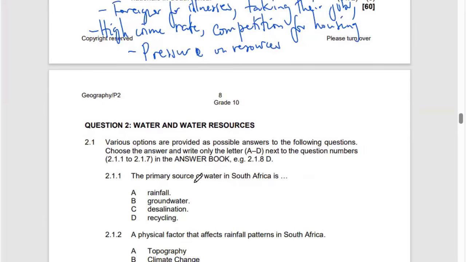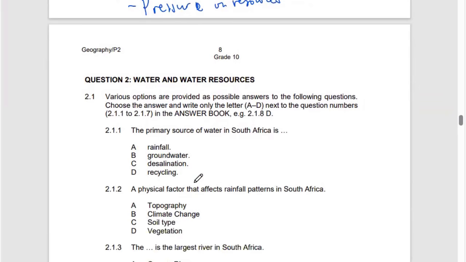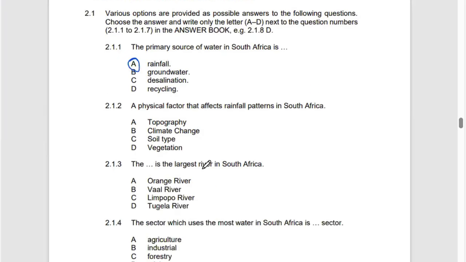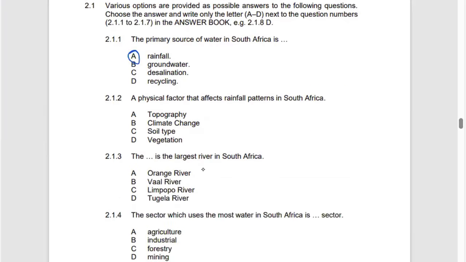We move on to our water resources. The first question is question number 2.1.1. It says the primary source of water in South Africa. What is the primary source of water? The primary source, according to South African geographical situations, is rainfall. Then a physical factor that affects rainfall pattern in South Africa. Physical is natural. The physical factor here is climate change.